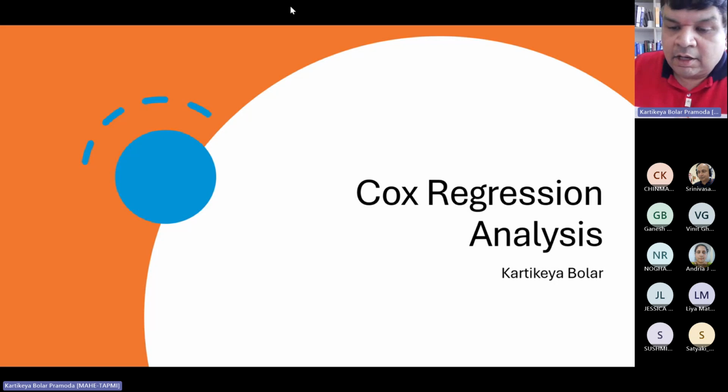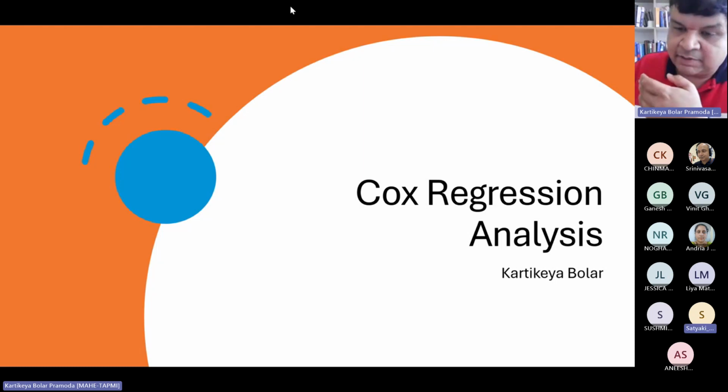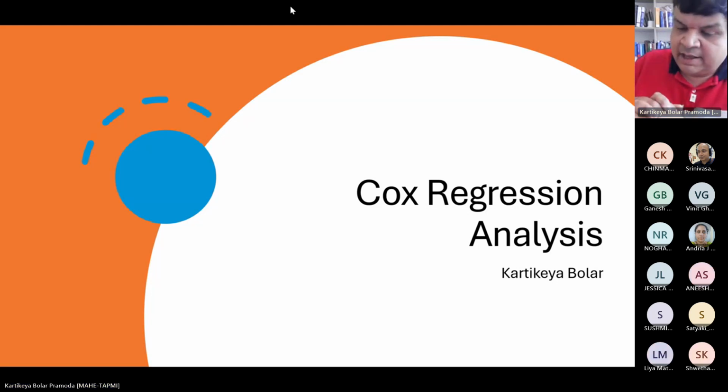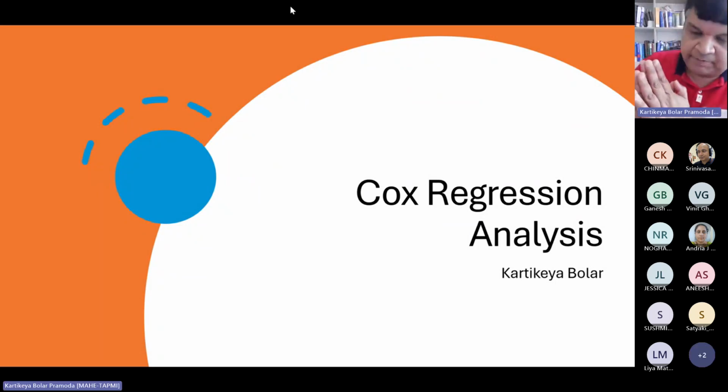Now, Cox regression analysis as such is from a family of regression analysis, but its origin is basically from exponential distribution. Okay. Now, where does this Cox regression analysis come into place? When we talk about longitudinal studies, wherein we have a focus on a particular event.